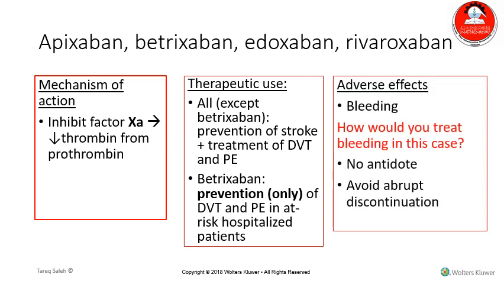This definitely can cause bleeding. However, we don't have an antidote for this group of drugs. So based on the mechanism of action, can you think what would be the best approach for the treatment of bleeding caused by these drugs in patients who receive, for example, an overdose?